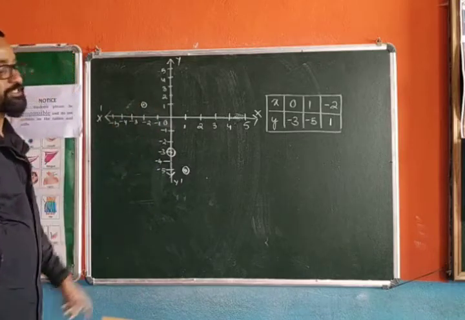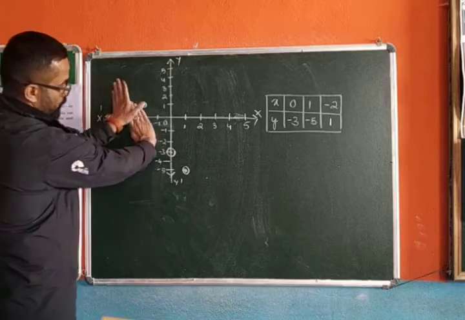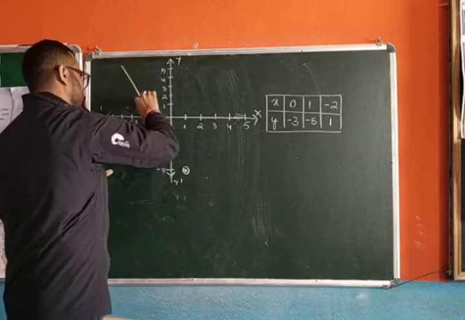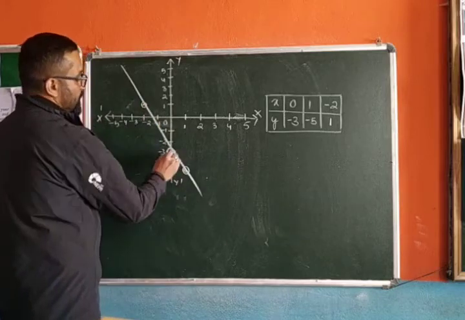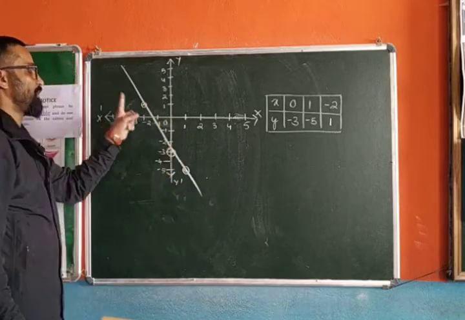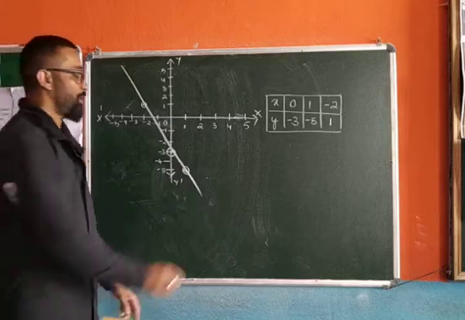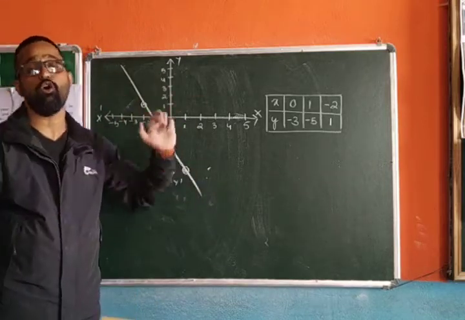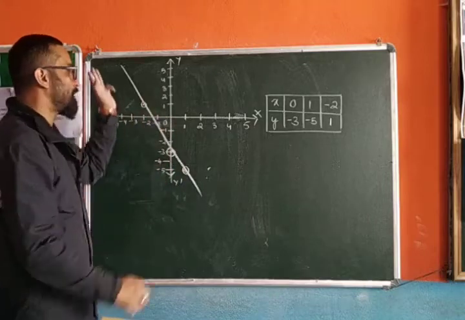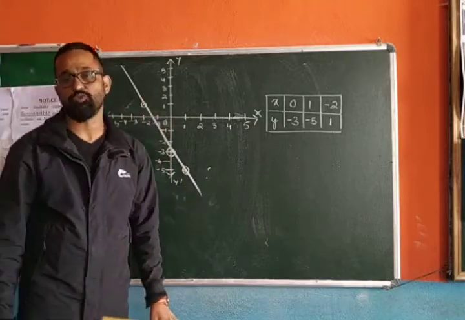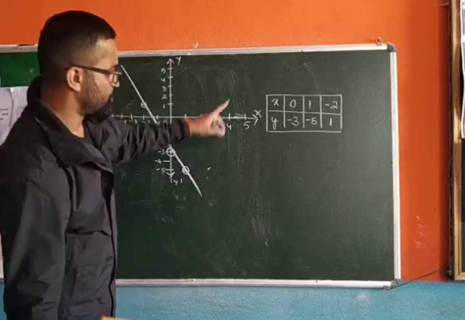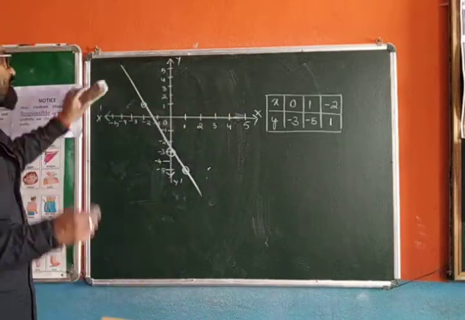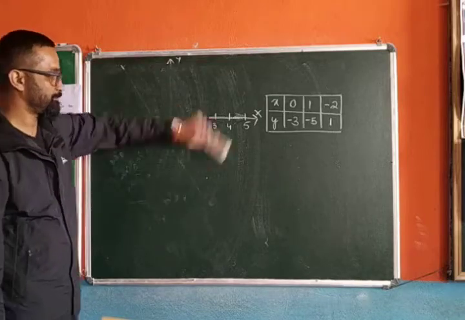When you plot these 3 pairs of points, use a ruler, keep the ruler on the pair of points and join them with a straight line. All these 3 pairs of points will lie on the straight line. If one point is outside the straight line, it means your calculation is wrong. So you need to check your calculation and then plot the point. So this is the simple way to draw the graph of a linear equation in 2 variables.